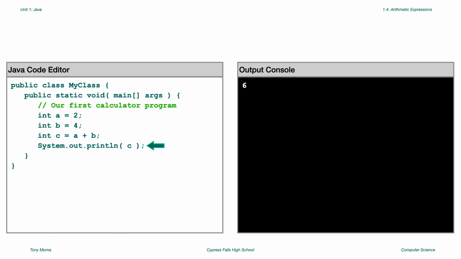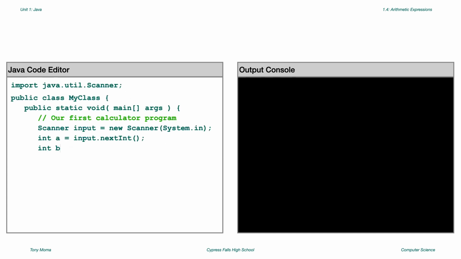As opposed to picking two specific values to put in a and b, we could also allow the user to choose what two numbers he or she wants to add by collecting the two values as input. The first step, of course, would be to import java.util.Scanner. This gives us access to the Scanner object that we use for collecting input for our program. Then in the first line, we will create the Scanner object.